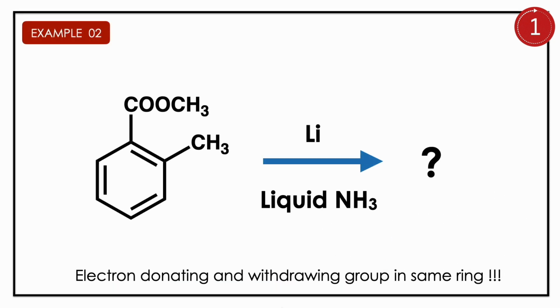Then the next example, you have benzene. In the ortho form, you have an ester and a methyl group. You are using lithium and liquid ammonia. You should find what the final product will be.